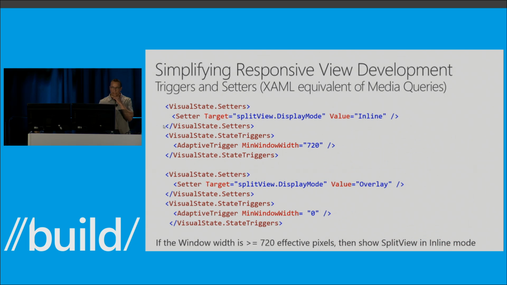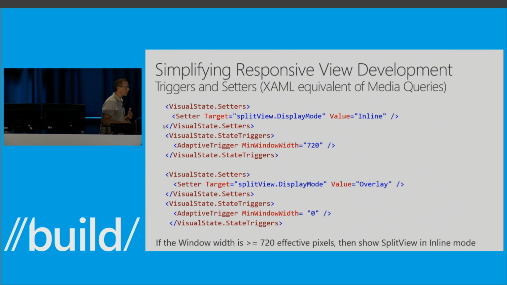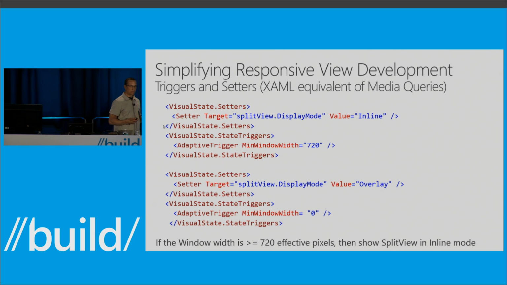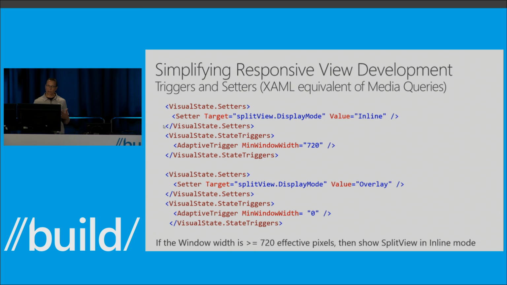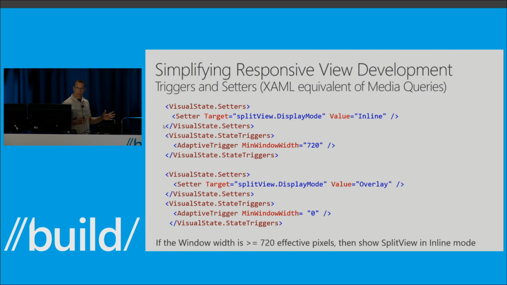But the other thing is, how do you, as a developer, power this? What are your rules? Are you just writing code that looks at window size and does something when you see it, or is there a better way? We looked at other solutions in the industry and thought a lot about it, and we've got this new feature, adaptive triggers and setters, which is really an extension to VSM. For people in the web world used to media queries, it's like a really extensible version of that.